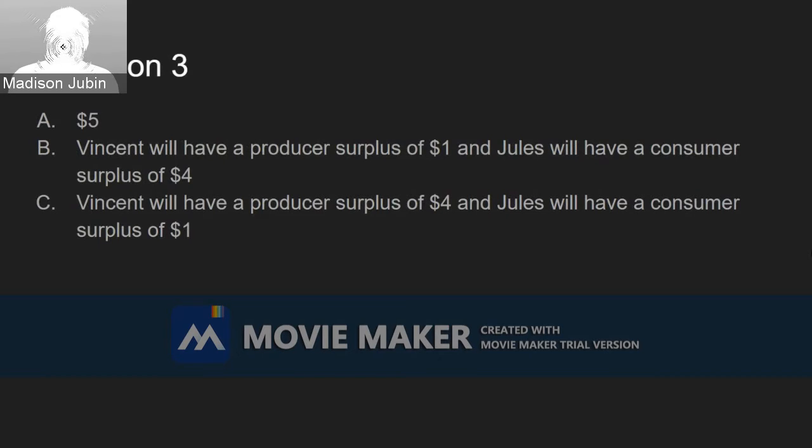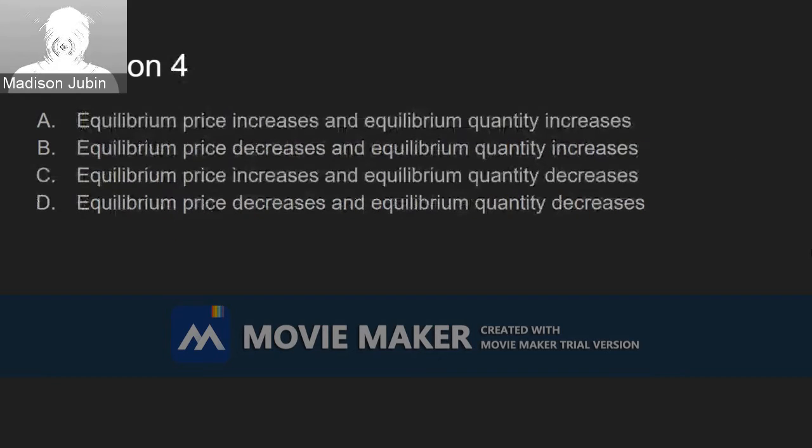Question 4, when the demand increases, the equilibrium price increases and the equilibrium quantity increases. When supply increases, then the equilibrium price decreases and equilibrium quantity increases. And when supply decreases, equilibrium price increases and the equilibrium quantity decreases. Then when demand decreases, equilibrium price decreases and equilibrium quantity decreases.